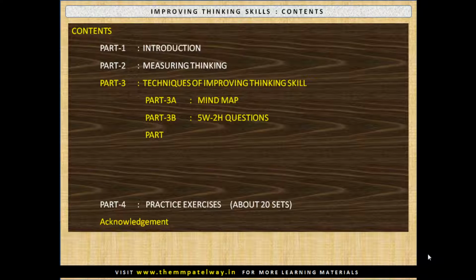The next technique we learnt was fishbone diagram. In this method, we start with an effect and we find out various causes of that effect. It is used mainly in industry to find out causes of an effect. Fishbone diagram can be replaced by mind map also.